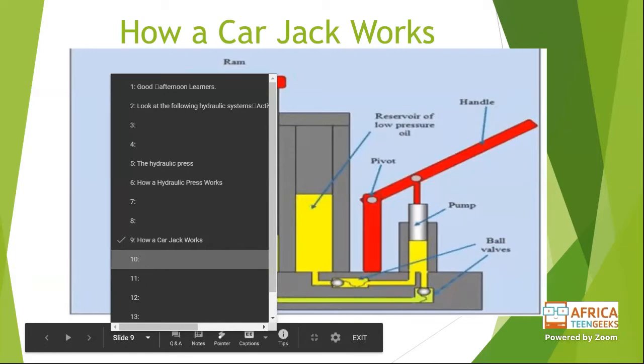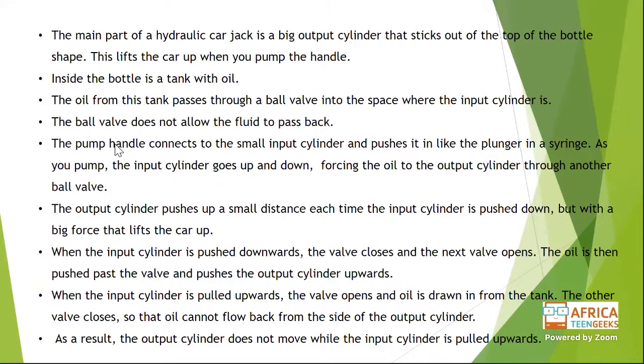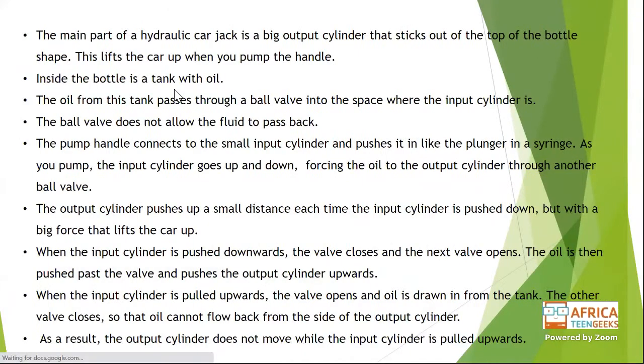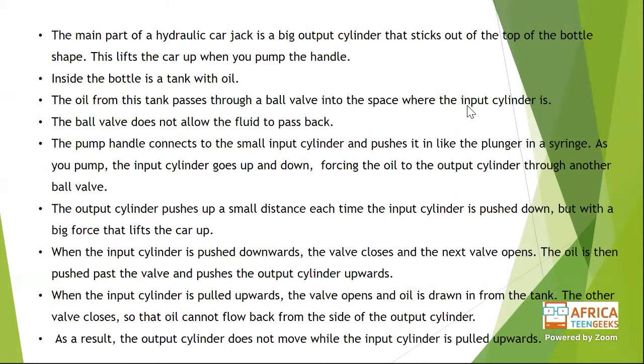the main part of a hydraulic car jack is a big output cylinder that sticks out on top. That is what lifts the car. I showed you that part, which is called the ram. Inside the bottle is a tank with oil. I have talked about that. The oil from this tank passes through a ball valve into the space where the input cylinder is. The ball valve doesn't allow the fluid to pass back, okay? I think that answers your question about the valve. The valve controls the flow of the oil. The pump handle is our lever. So that is what you pump when you are busy raising the car, lifting the car.